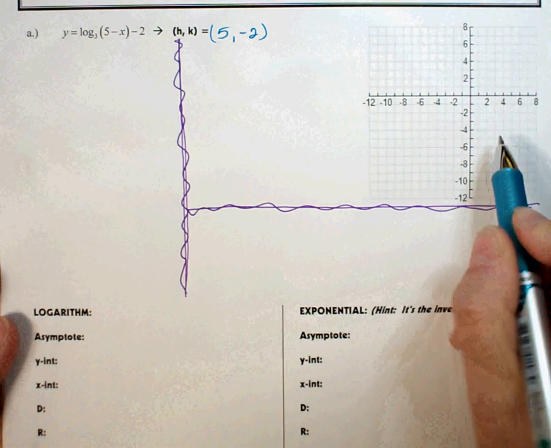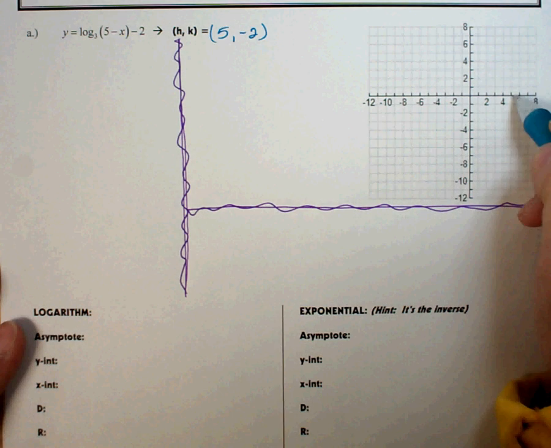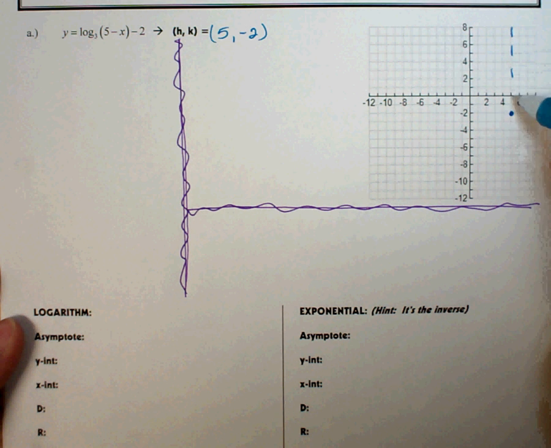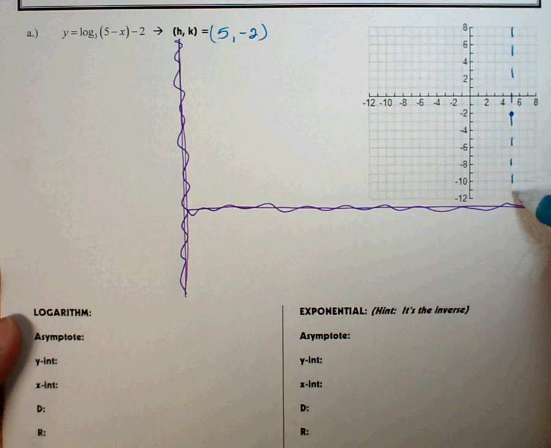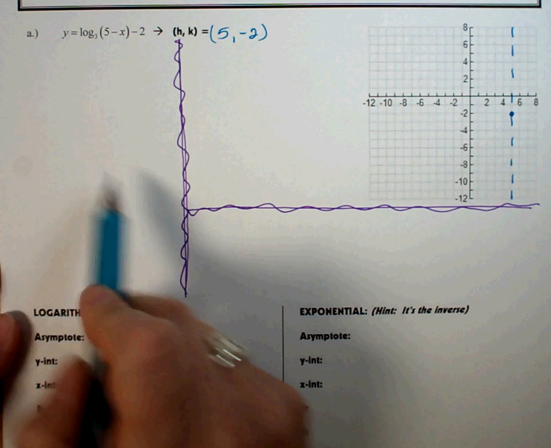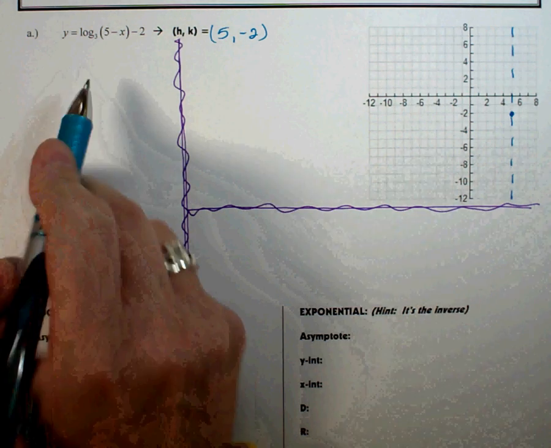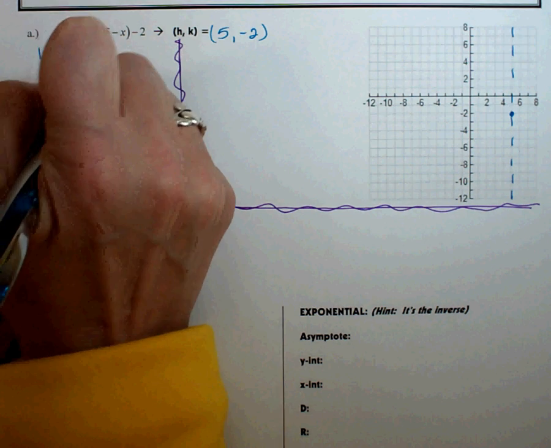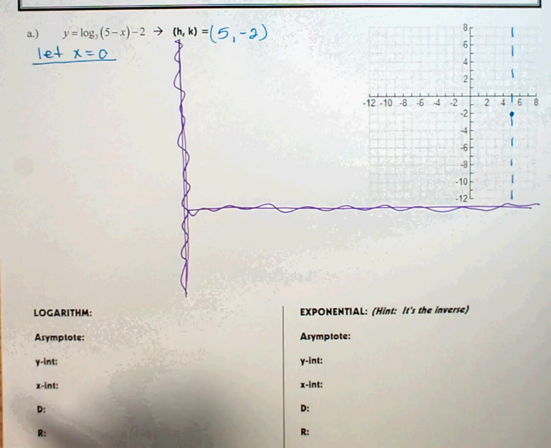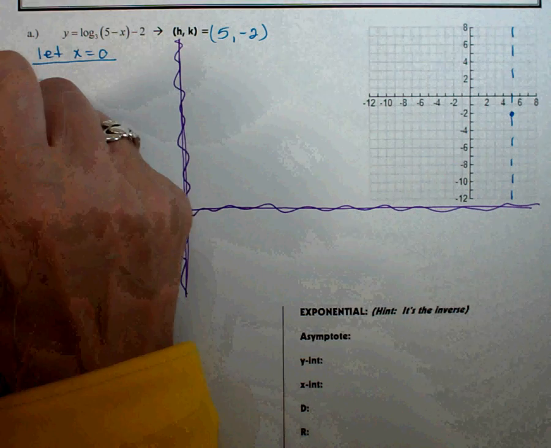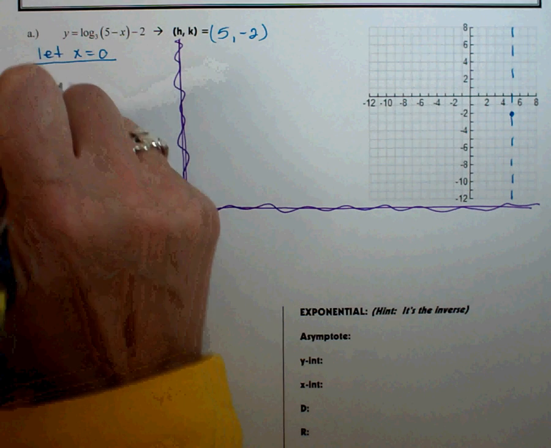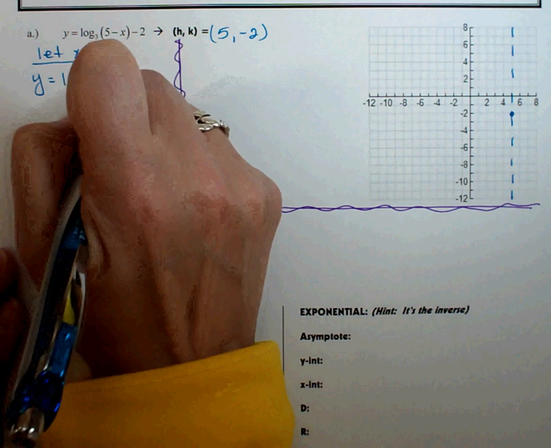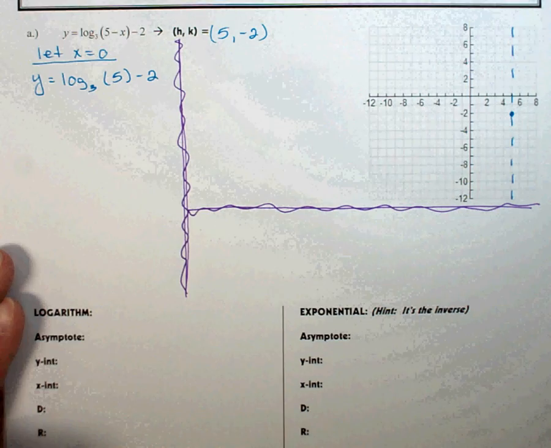So just like we saw on the previous page, we can immediately plot that point, and since it's a logarithmic graph, I can put its vertical asymptote in immediately. I can always jump right in and calculate the x and the y-intercept. So if I let x equal 0, I can just plug in to my function and get y equals log base 3 of 5 minus 2.